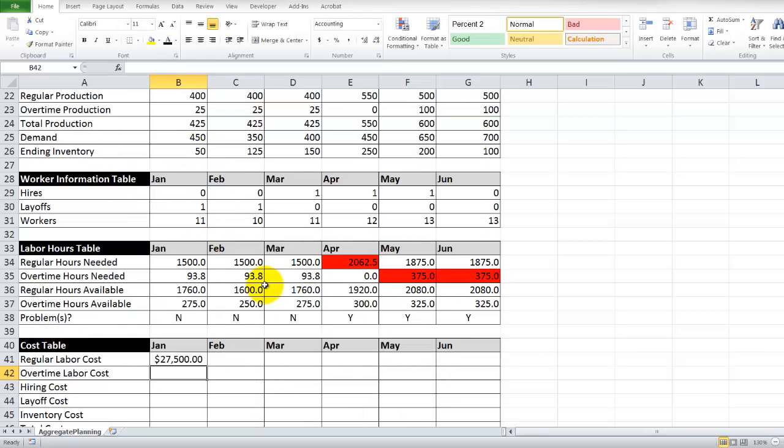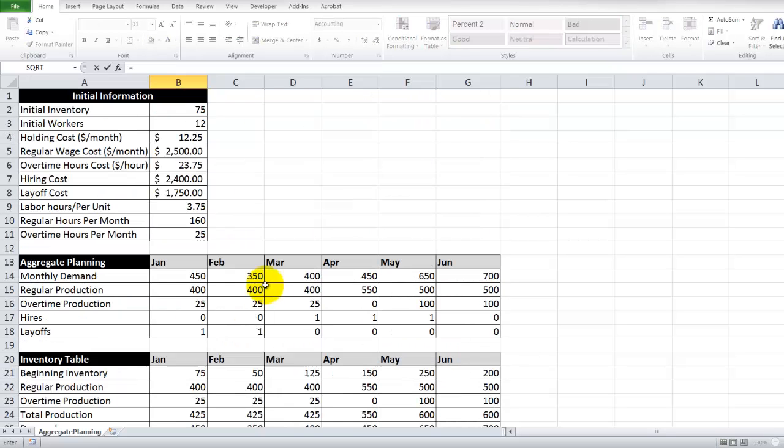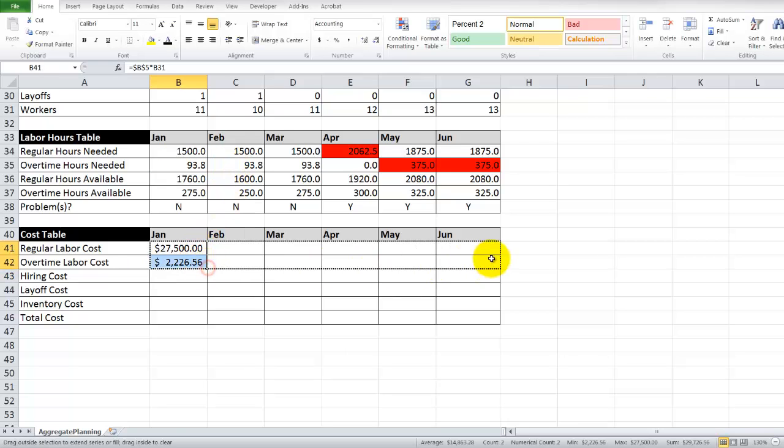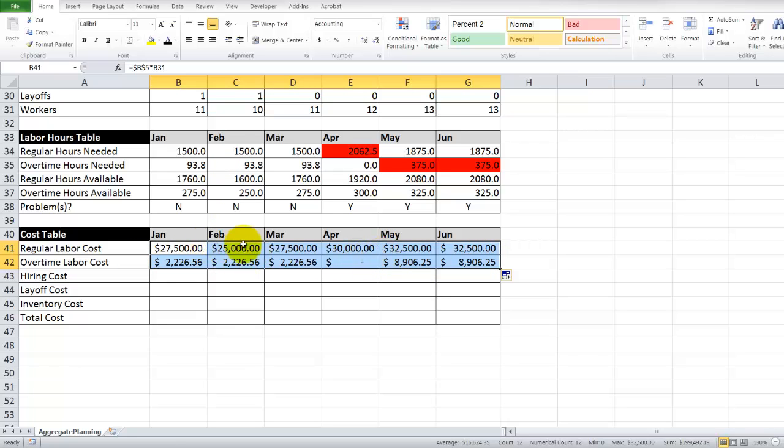So overtime is just slightly different. It's going to be the overtime hour cost of $23.75 an hour. I'm going to use my dollar signs times. Now in this situation, we only pay for when we do have overtime. So we can reference the overtime hours needed of 93. And actually that's all we need to do. Let's fill these formulas to the right. Looks like we're okay. I don't see anything suspicious here.